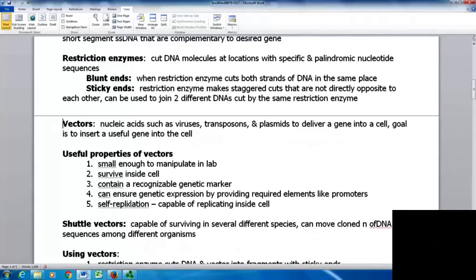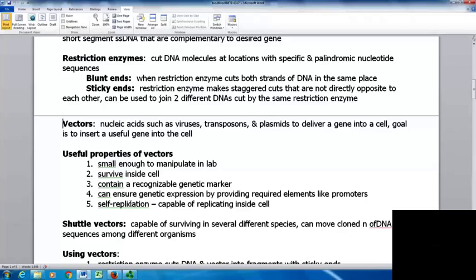Vectors are going to be nucleic acids such as viruses, transposons, and plasmids. These are used to deliver a gene into a cell. The goal is to insert a useful gene into the cell, and a vector is just a tool to get that in there. Some of the useful properties of vectors: we like them to be small enough that you can manipulate them in the lab.